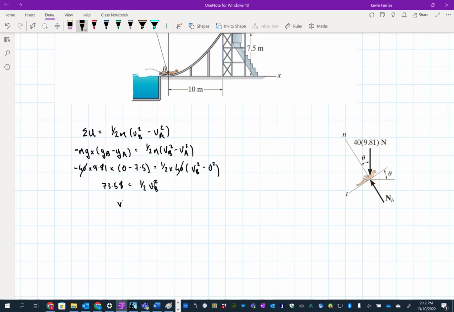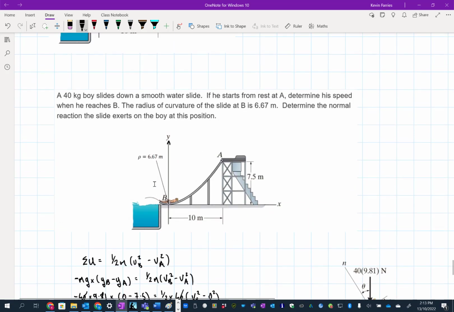So velocity at B squared is just going to be 2 times that, which is 147.15. So VB must be equal to the square root of that, which is 12.13 meters per second, which is pretty fast. Cool. I think that's answered the first question, hasn't it?